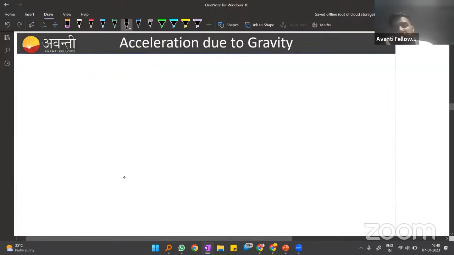Now, there's something I want to discuss, that is called acceleration due to gravity. What is acceleration due to gravity? It's very simple. We just now studied F equals G m1 m2 by r square. What is this G m1 m2 by r square? Let's say I'm talking about Earth.